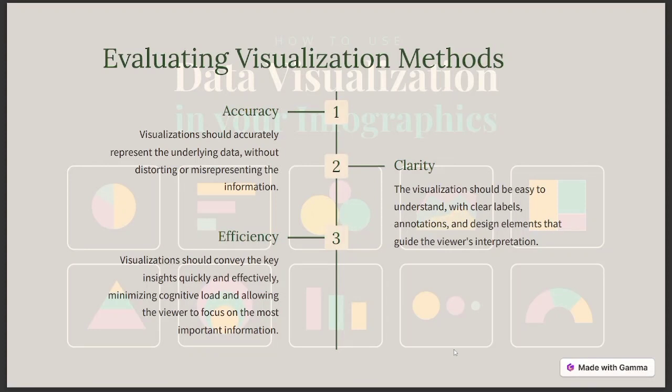Now let's come to evaluating visualization methods. There are three main pillars in this. The first one is accuracy, another one is efficiency, and the third one is clarity. Accuracy: visualization should accurately represent the data without misrepresenting the information. Another one is clarity. The visualization should be easy to understand, with clear labels, annotations, and design elements that guide the user's interpretation. And another one is efficiency. Visualization should convey the key insights quickly and effectively.